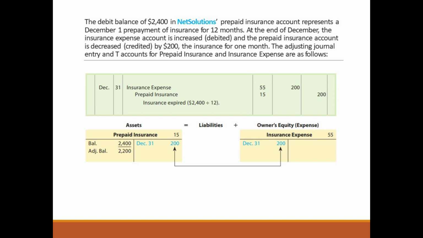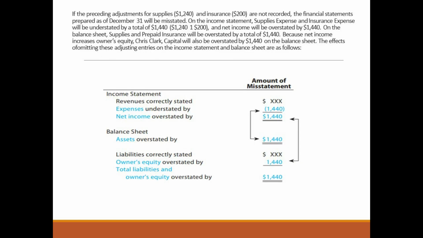After the adjusting entry is recorded and posted, the prepaid insurance account has a debit balance of $2,200. This balance is an asset that will become an expense in future periods. The insurance expense account has a debit balance of $200, which is an expense of the current period. If the preceding adjustments for supplies and insurance are not recorded, the financial statements prepared as of December 31st will be misstated.